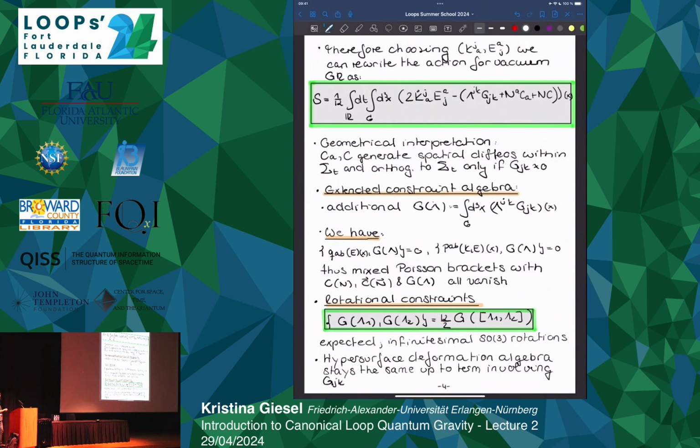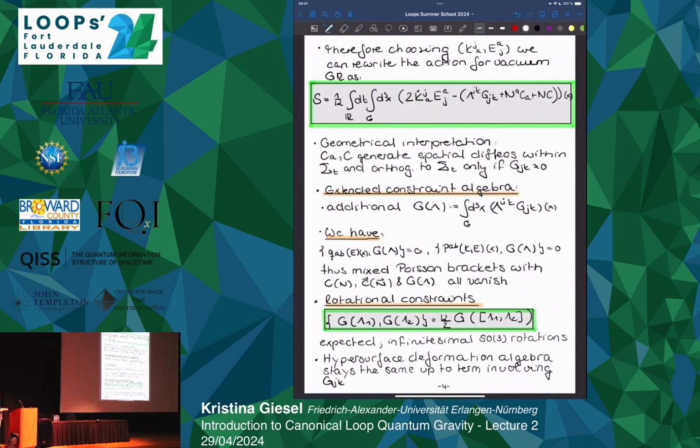Now, given that we had this hypersurface deformation algebra involving the Hamiltonian and the diffeomorphism constraint, one can show that this algebra is still valid, but we get additional contributions on the right-hand side, which are linear in these rotational constraints. So on the full constraint hypersurface, it's still the same, in that they weakly vanish.